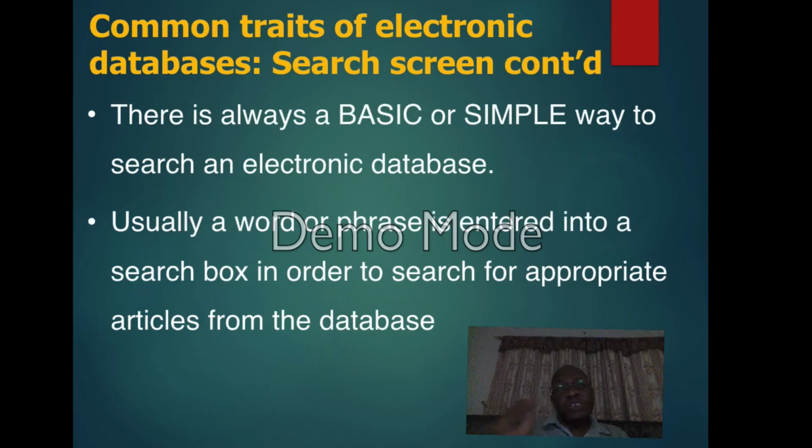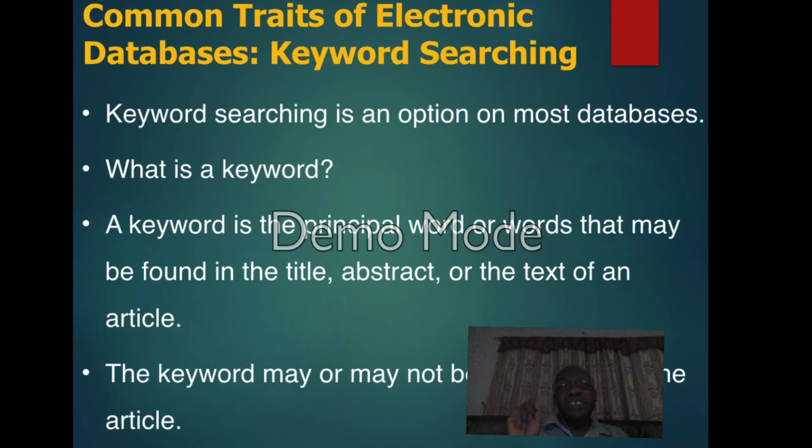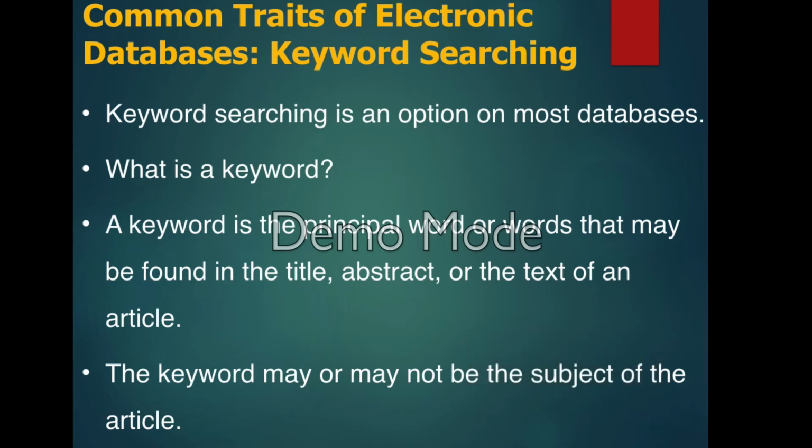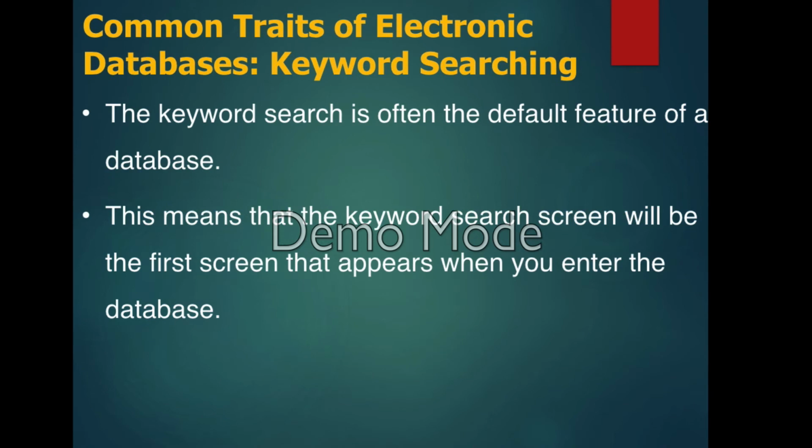There's always a basic or simple way to search an e-database. Usually, a word or phrase is entered in a search box in order to search for appropriate articles from the database. Now, keyword searching is an option on most databases. Now, let's see, what is a keyword? A keyword is a principal word, a word that may be found in the title, abstract, or the text of an article. The keyword may or may not be the subject of the article. Now, the keyword search is often the default feature of a database. This means that the keyword search screen will be the first screen that appears when you enter the database.